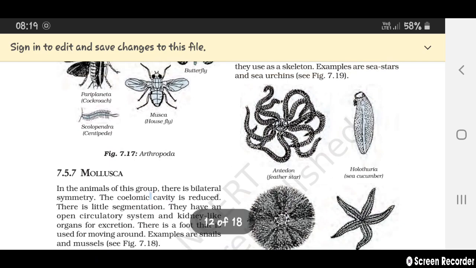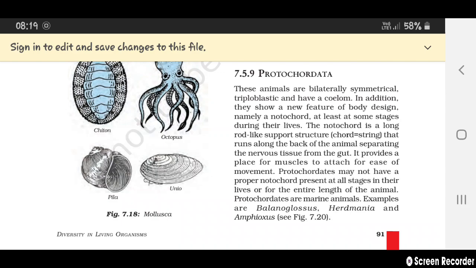Next is Protochordata. These animals are bilaterally symmetrical, triploblastic, and they have a coelom. In addition, they show a new feature of body design, namely the notochord. At least at some stages during their lives, the notochord is a long rod-like support structure. Cord is meant as a string that runs along.